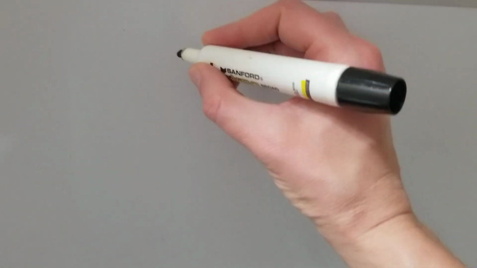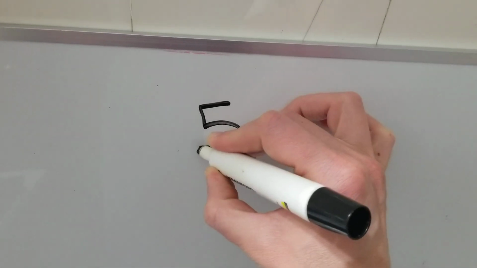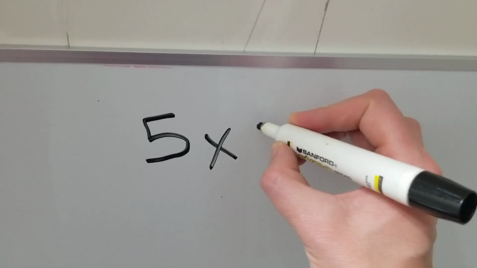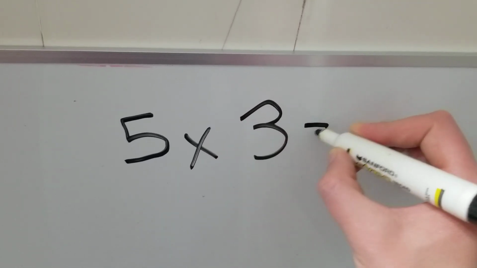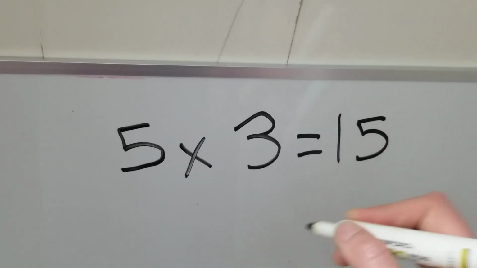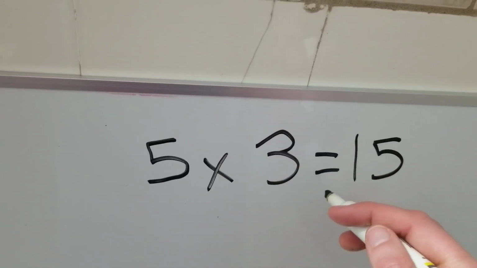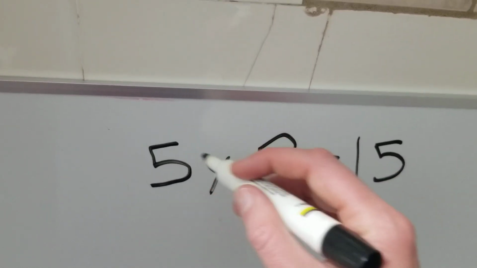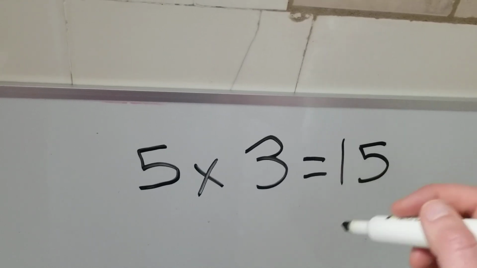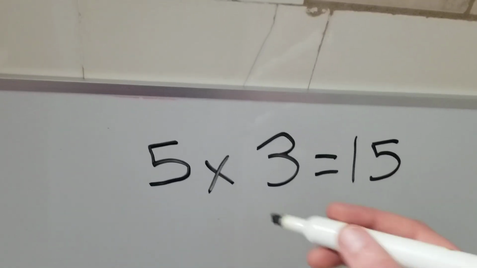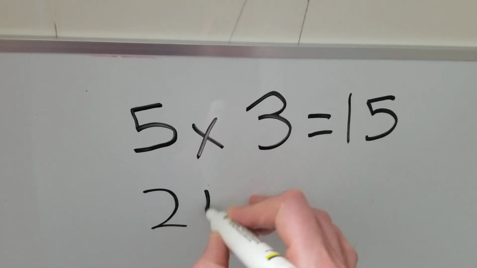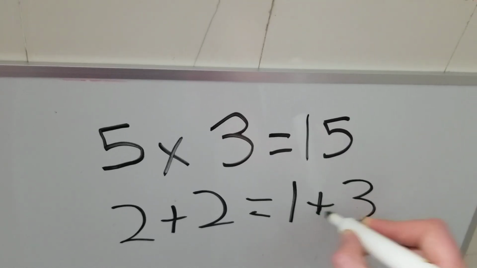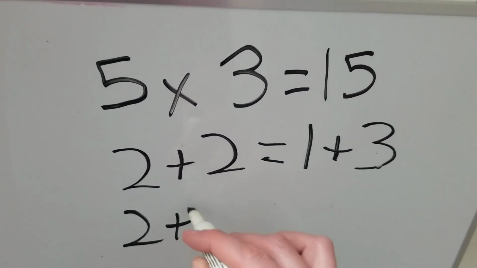So as you can see, I'm going to write out an expression. 5 times, let's say 5 times 3 equals 15. Okay, and this is an equation because it has an equal sign. So an equation is anything that has an expression on this side and then is equivalent to something, or equals something. So we could do like this, 2 plus 2 equals 1 plus 3. Or we could just do 2 plus 2 equals 4.